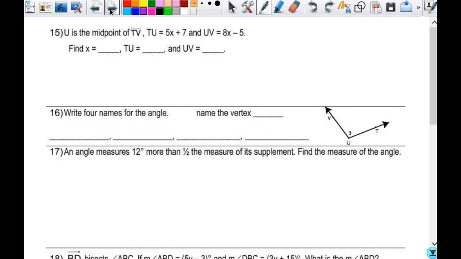Remember, quadratics, that is a review. That is something you should know how to do, and you should have gone back and reviewed on your own if you didn't. All right, 15.